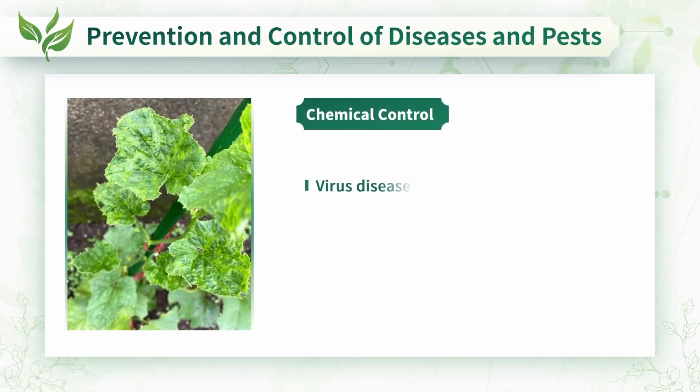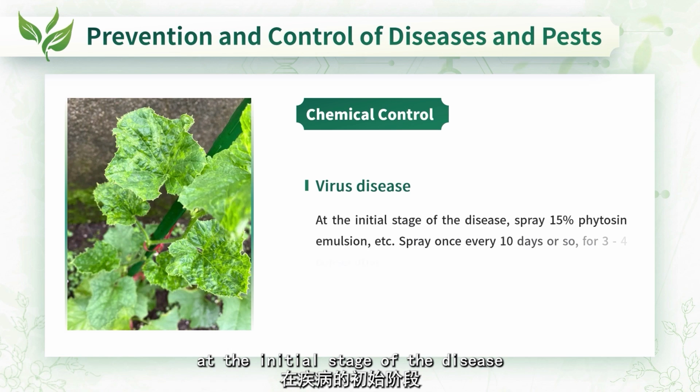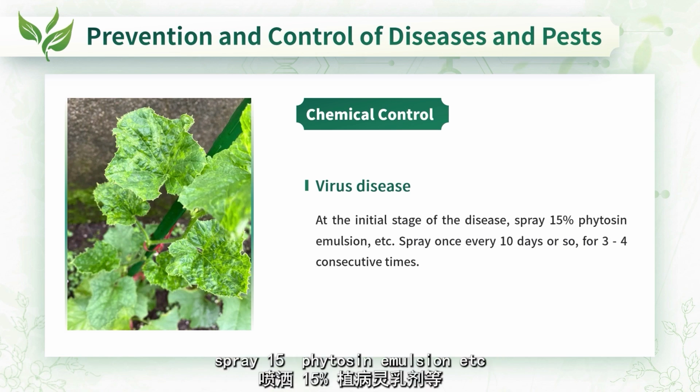Virus disease. At the initial stage of the disease, spray 15% phytosin emulsion, etc. Spray once every 10 days or so for 3 to 4 consecutive times.